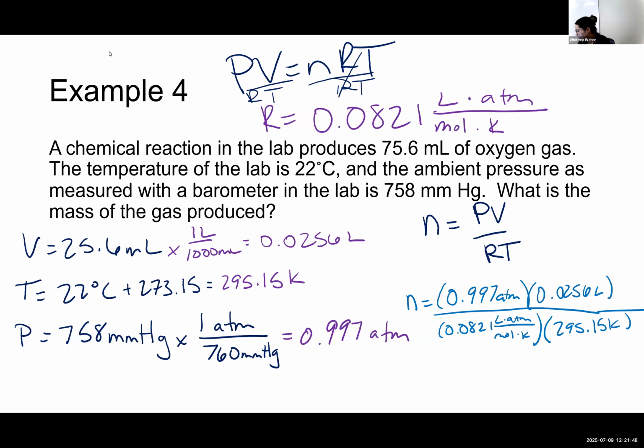The units will cancel. My atmospheres will cancel, my liters will cancel, and my Kelvin will cancel. And 1 over 1 over mole equals mole. So n equals 0.00311.